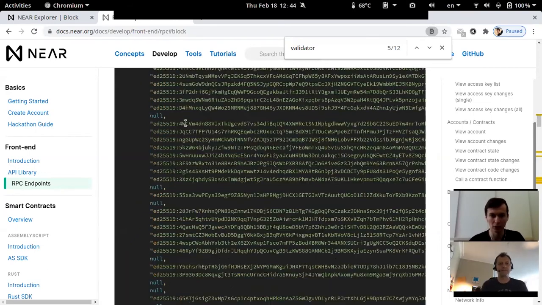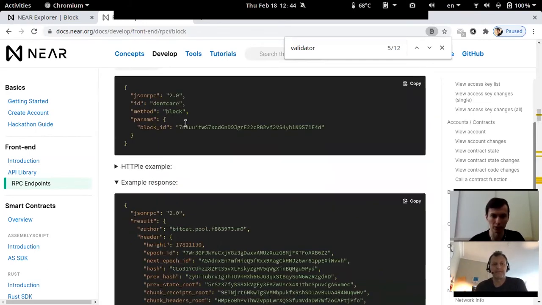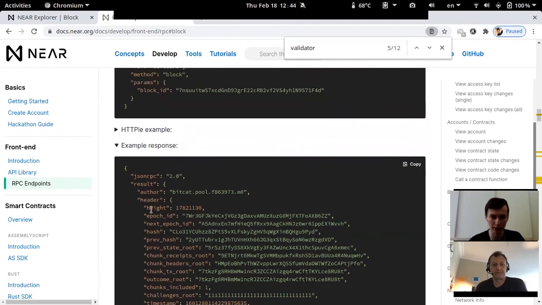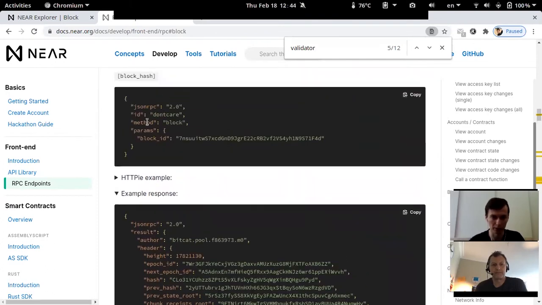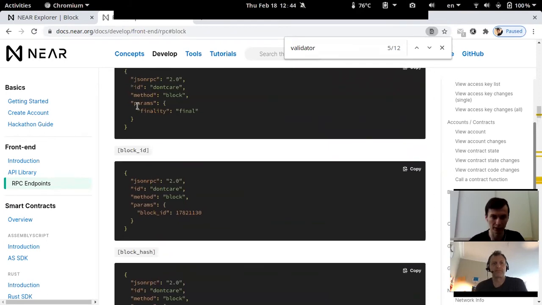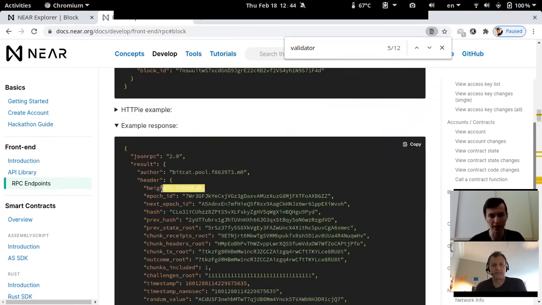I see. In order to make sure that the block is finalized, we query the final block, and we compare that the height of the final block is greater than the block that we are currently looking at.